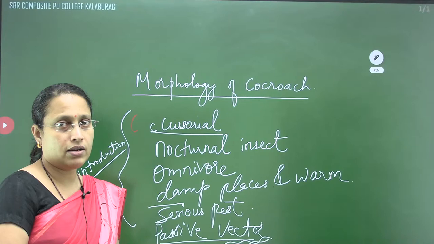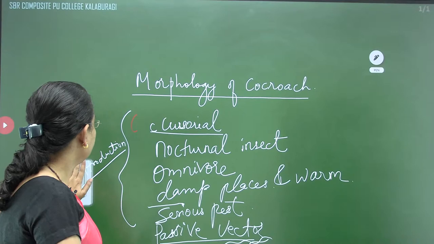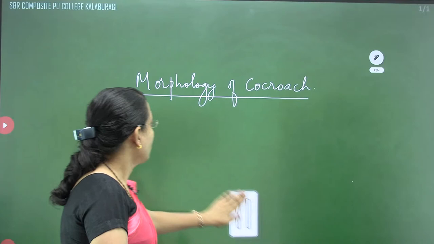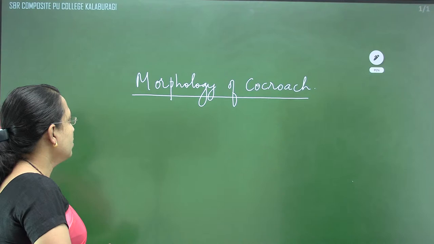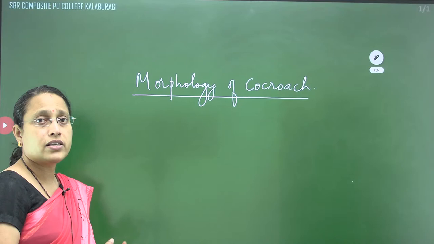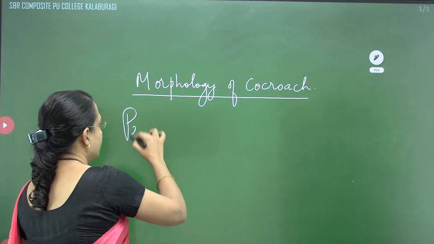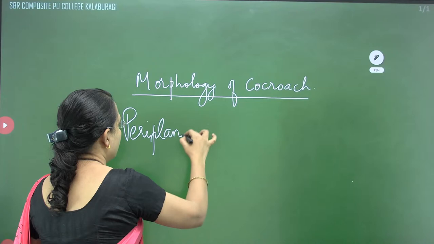Now I'll start with the morphology of cockroach. In that, first, the morphology of which species of cockroach is considered? Periplaneta americana.